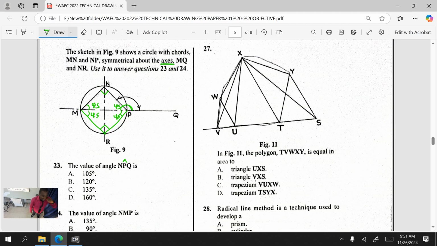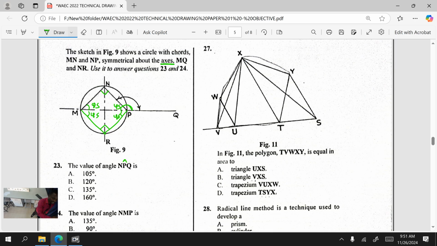It's very simple. And also, this method, in technical drawing, we use it for drawing a rhombus in a circle. We use it for drawing a rhombus. And remember what we talked about a rhombus earlier on, that they have equal sides. And the right angle is formed at the center. So they're asking us to find the angle NPQ.